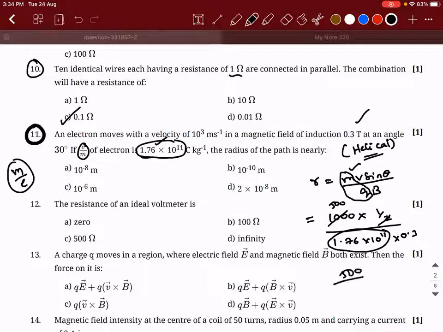See, guys, you know what I did? I didn't do the whole calculation. I approximated 1.7 into 3. How much is it? Approximately 5.1 something, right? So I thought I'll get 5.1 something closer to 5. So this and this will get cancelled. So I was looking for the right option. That's it. So the answer is actually 10 power minus 8. Did you understand what I did?